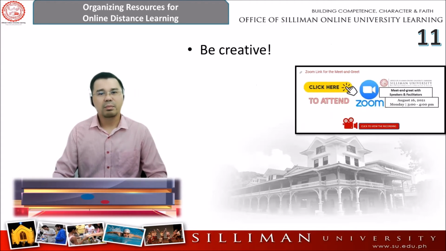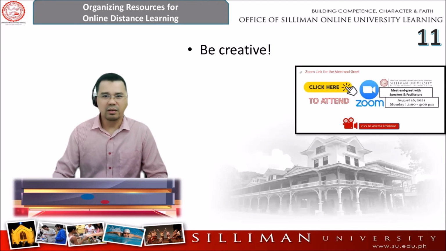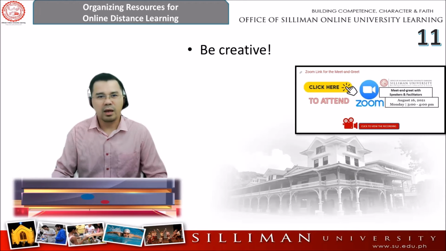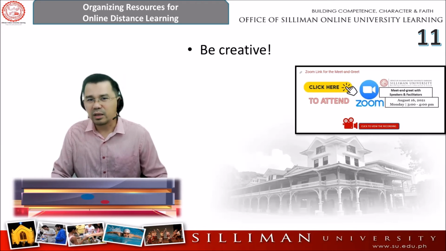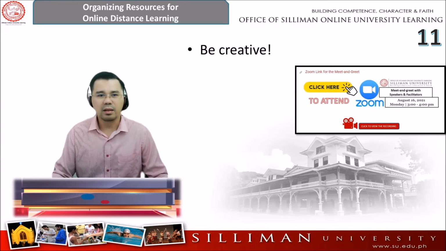Eleven, be creative. Instead of simply putting all the URLs there, you can use images as thumbnails. You can combine them in one page so it looks like a clickable material, but actually it's just an image. All you have to do is put the URL and hyperlink it.